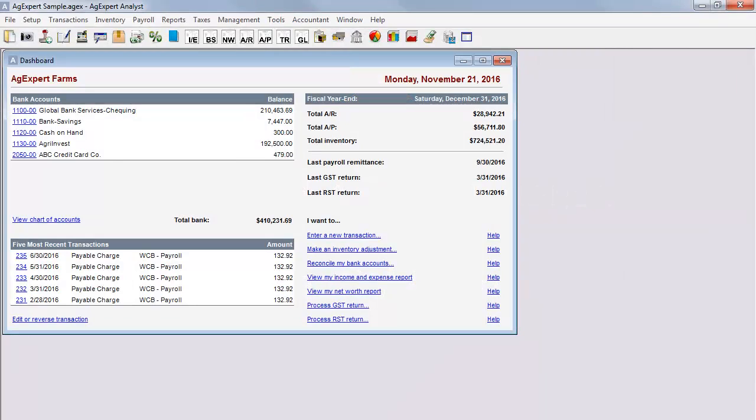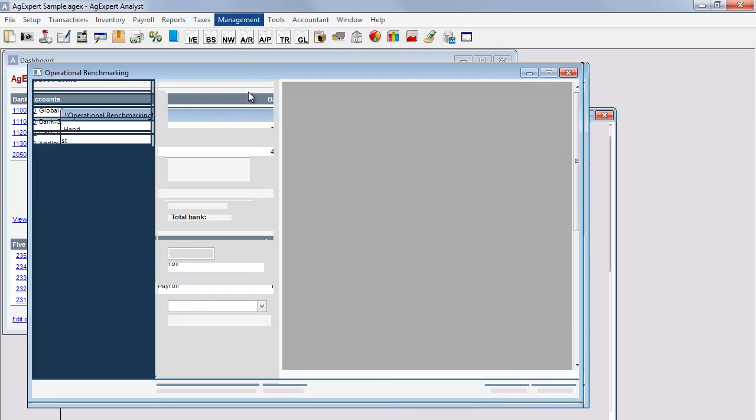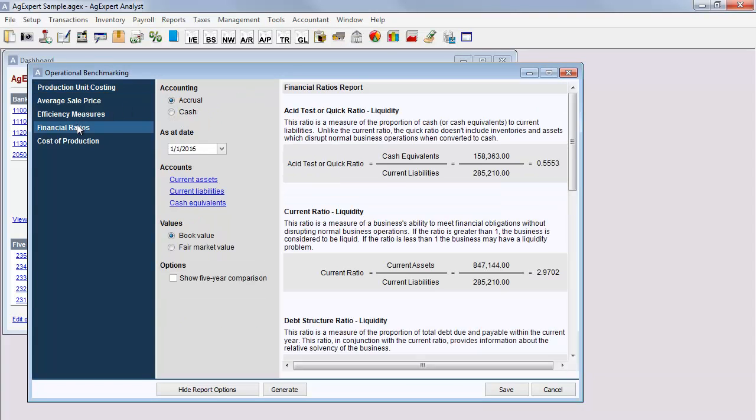Financial ratios make it possible to compare and evaluate the financial aspects of a business from one accounting period to the next. To set up financial ratios, click Management, Operational Benchmarking. From the menu on the left, click Financial Ratios.